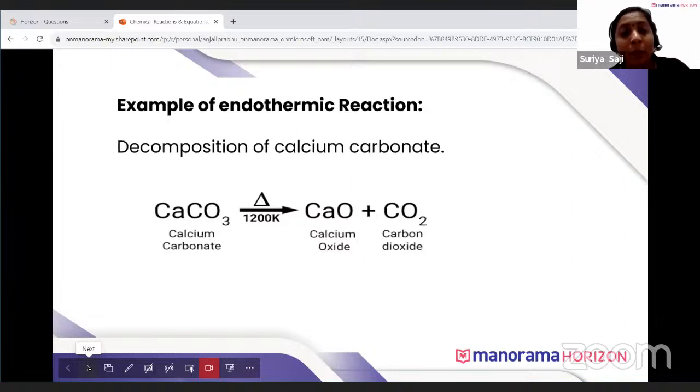So what will we do? We will apply more heat. Then only it will get decomposed. So that way also we can remember. Calcium carbonate is basically marble. Marble decomposes into calcium oxide and carbon dioxide in the presence of a huge amount of heat only. If we are supplying a huge amount of heat, then only it will become calcium oxide and carbon dioxide. So keep that in mind.